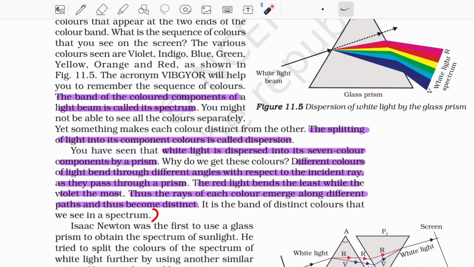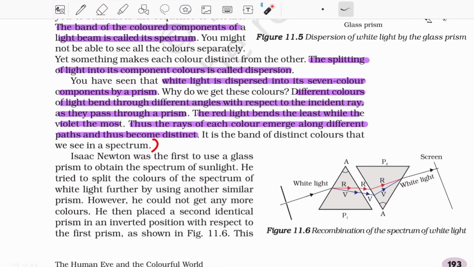Different colors of light bend through different angles with respect to incident ray as they pass through the prism. The red light bends least while the violet most because the rays of color emerge along with different paths become distinct. अलग अलग हो जाएंगे. It is the band of distinct colors we see as the spectrum of light. Clear?